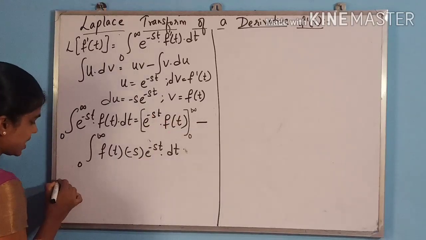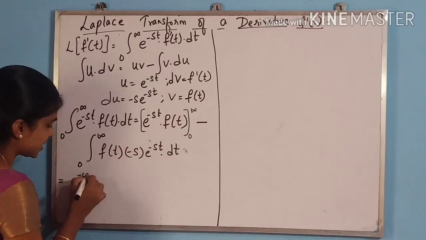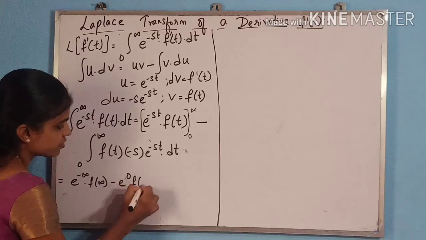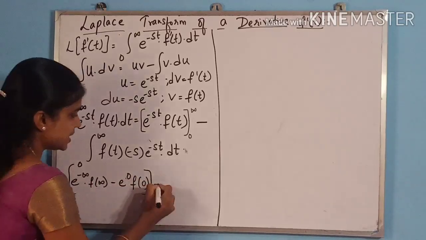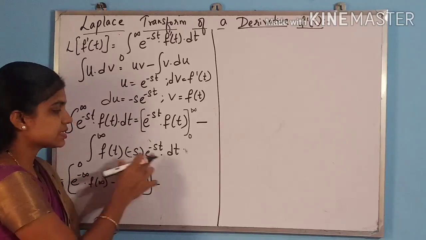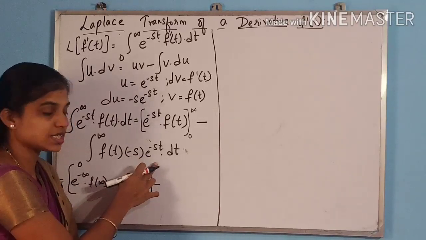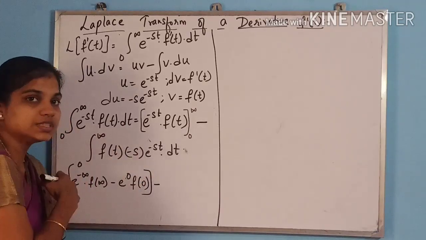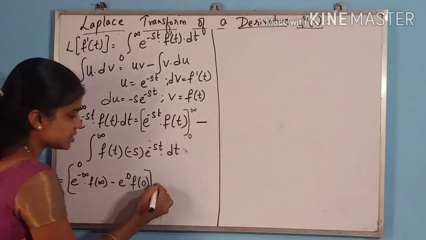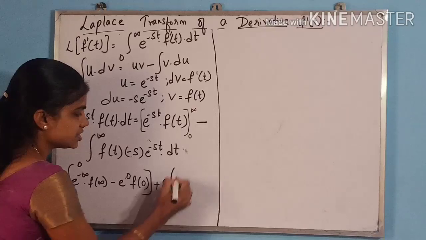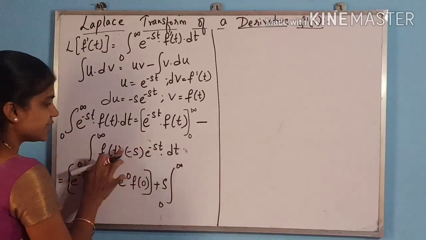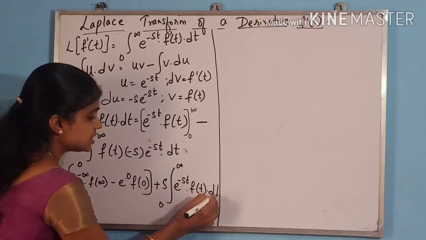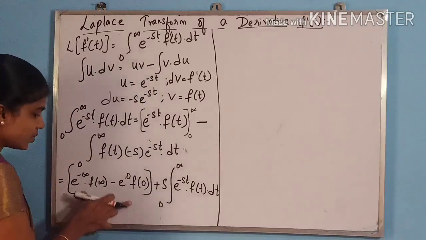Apply the limits. So this is equal to e raised to minus infinity f of infinity minus e raised to 0 f of 0, minus, see, s, since the integration is with respect to t, s is going to remain a constant. So this constant is going to come out of the integral sign. So minus into minus is plus s, integration 0 to infinity. Now I'll rearrange this and write it as e raised to minus st f of t dt. Right?